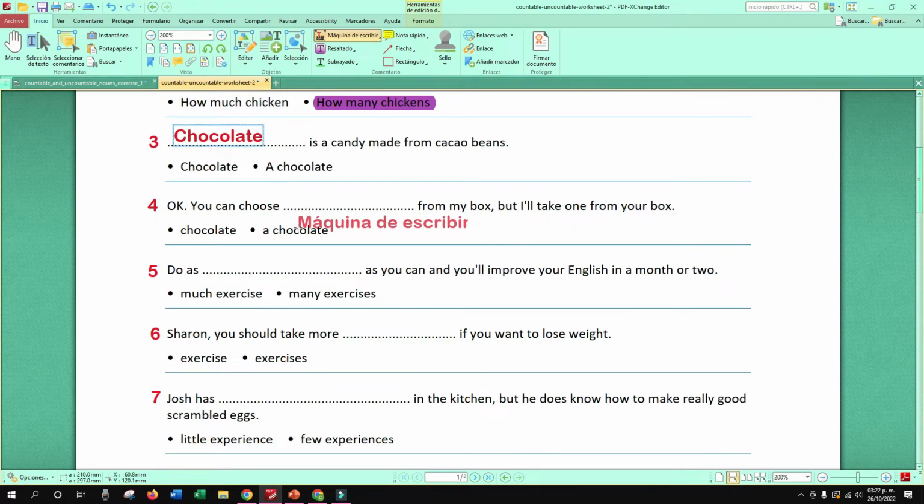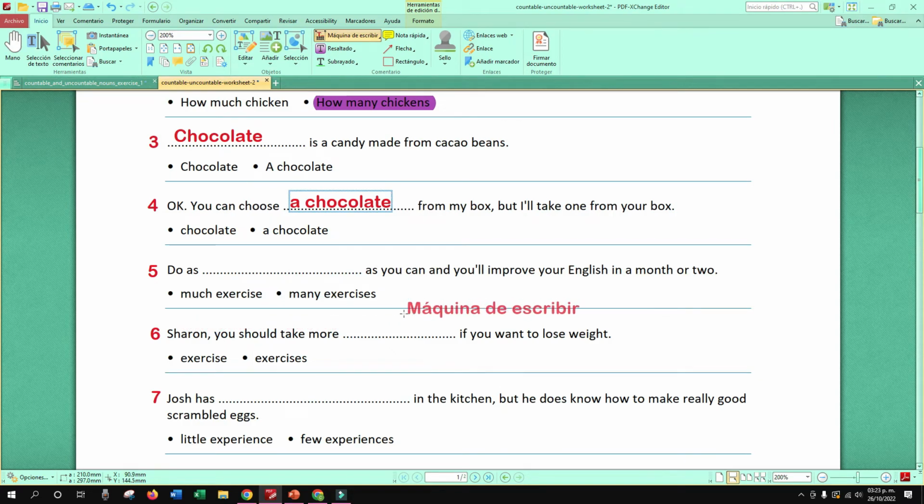Perfect. What about the number 4? Okay, you can choose from my box, but I'll take one from your box. A chocolate or one chocolate? A chocolate. Porque tienes una caja de chocolates, entonces you can take one, right? Perfect.